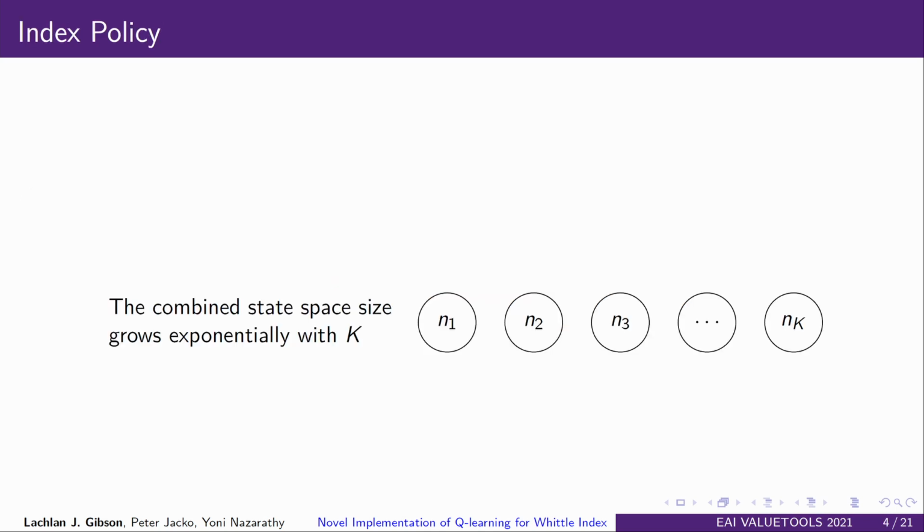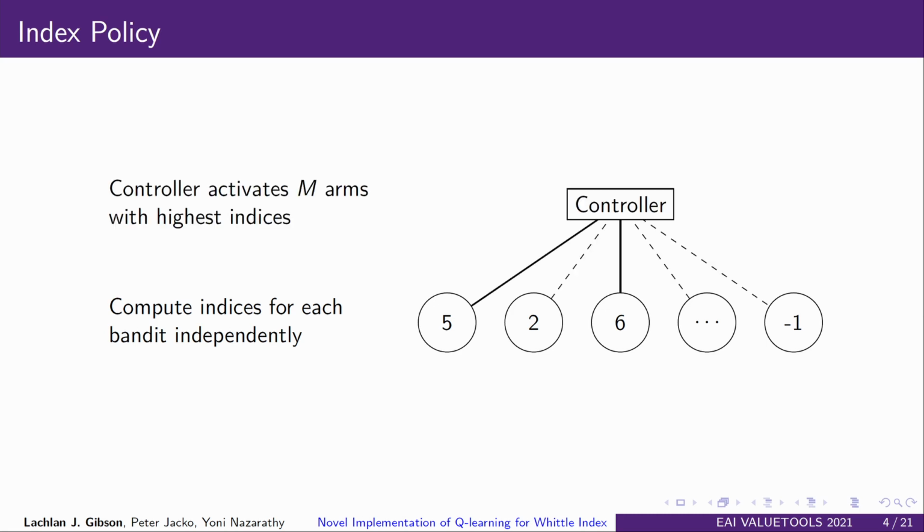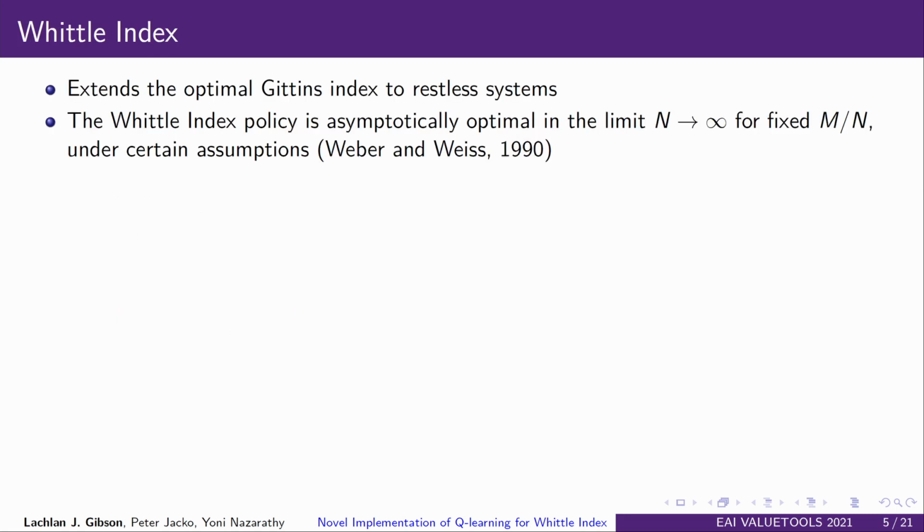The size of the combined state space scales exponentially with the number of projects, making them computationally intractable in larger systems. Therefore, it's common to focus on index policies, which compute indices for each project independently, and then activate the M projects with the highest indices. The Whittle index is one such index, which extends the Gibson index to restless systems. Unlike the Gibson index policy, the Whittle index policy is not necessarily optimal, but serves as a good heuristic.